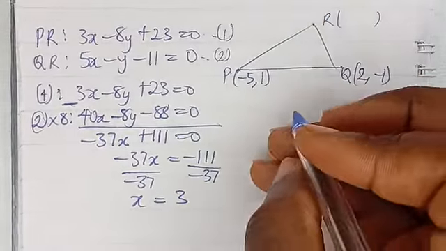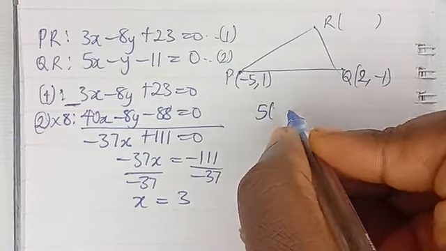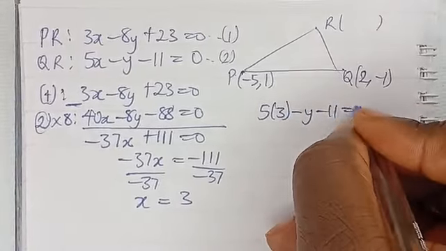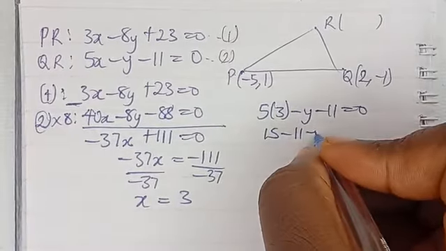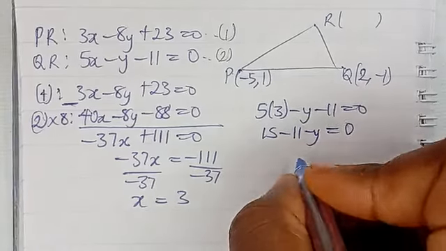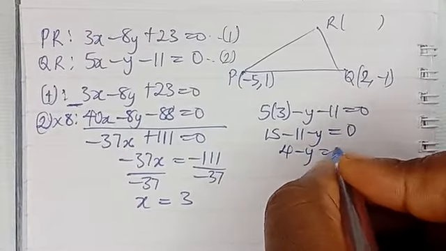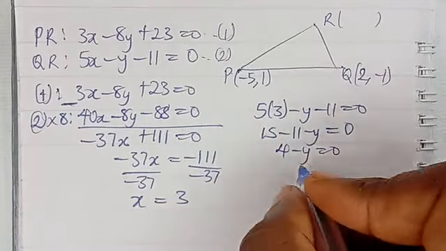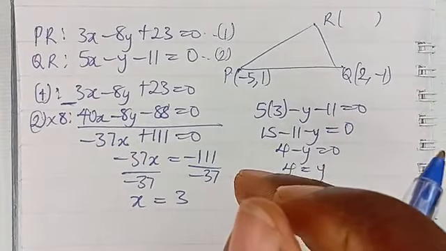Now let's solve for y. We can use maybe equation 2. We have that 5x. So instead of x, we are going to have 3 minus y minus 11 equal to 0. 5 times 3, that is 15. 15 minus 11 minus y equal to 0. We have that 15 minus 11, that is 4 minus y equal to 0. If we send y across so as not to deal with the negative, we have that 4 is equal to y. That means y is equal to 4.